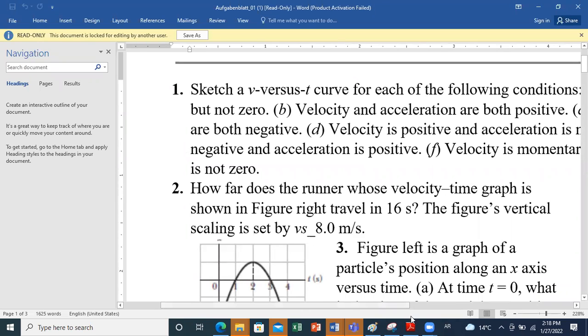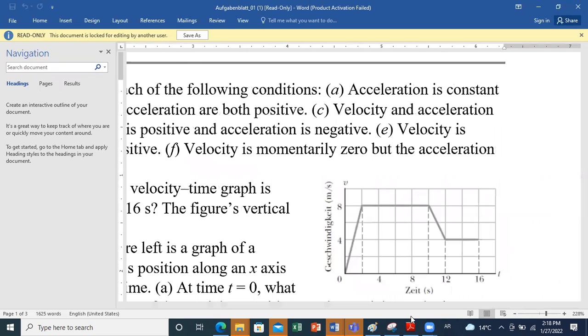If you want to graphically determine the total distance traveled by the runner, how can you do it graphically? The area, because we know that delta x is equal to the integral of v dt, and the integral of v dt represents mathematically the area under the graph. So here I should determine the total area under the graph.